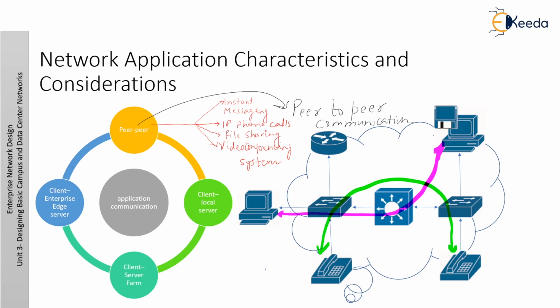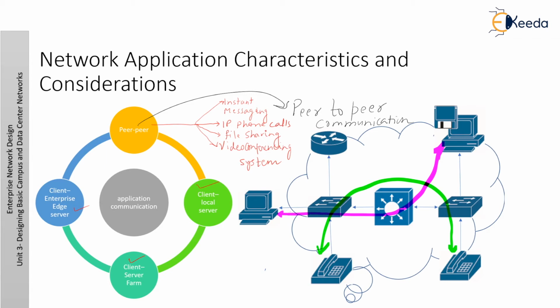The application communications are peer-to-peer, client local server, client server farm, and client enterprise edge server. So let us discuss first peer-to-peer communication.